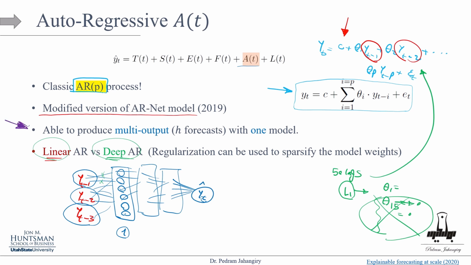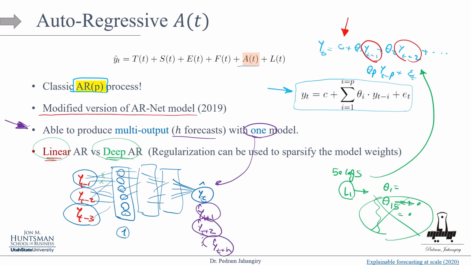The AR component, if we do it in a neural network fashion, is able to produce a multi-output, h-step-ahead forecast with one model. How do we do that? I want you to pause the video and think about it. From module 6, how did we do multiple outputs with neural networks? Yeah, we can simply add those to the last layer: y hat t plus 1, y hat t plus 2, all the way to y hat t plus h horizons, right?